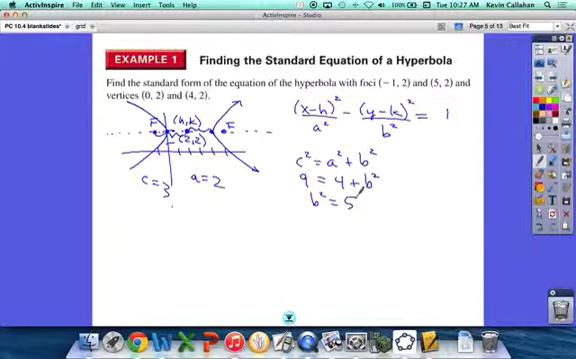And actually, we don't need B, we need B squared. So we've got everything we need to plug into that equation now. Right? That equation will be x minus 2 squared over A squared, which is 4, minus y minus 2 squared over 5 equals 1.